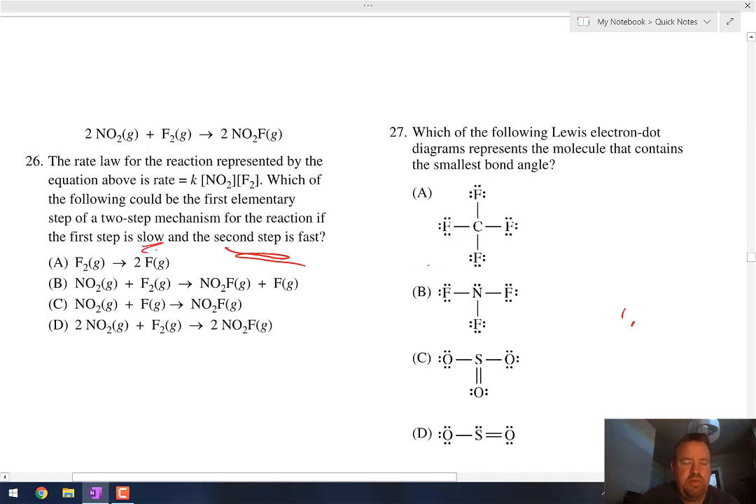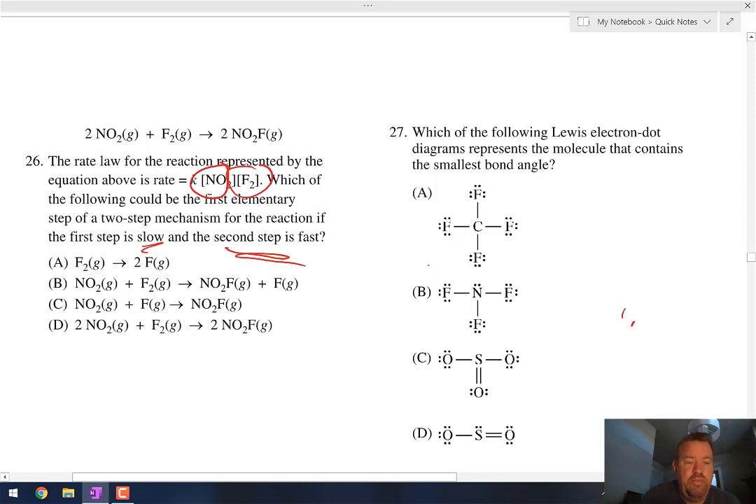If the slow step is the first step and that first step is the rate-determining step, which it is, then we know that it has to be one NO2 and one F2 in the reactants. Because they're both first order, we can use the stoichiometry of the slow step, the rate-determining step, to determine the rate law.